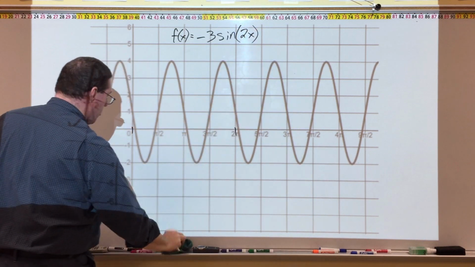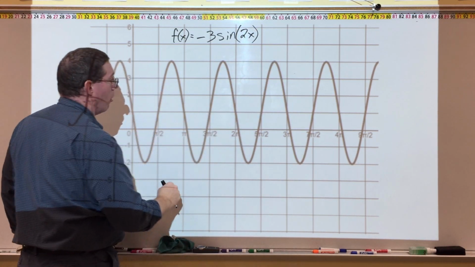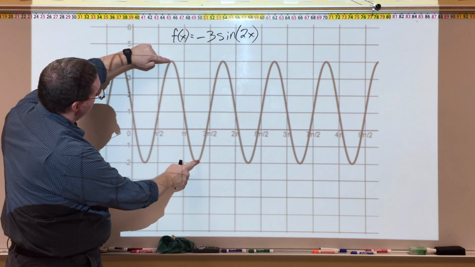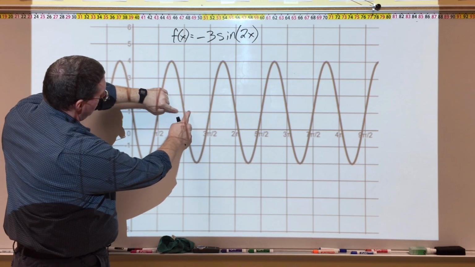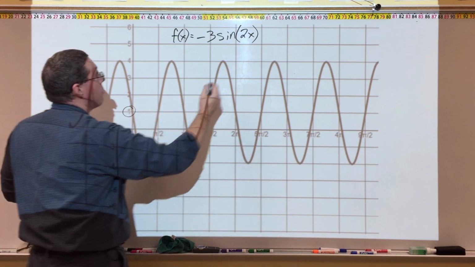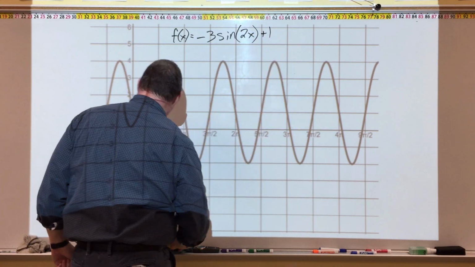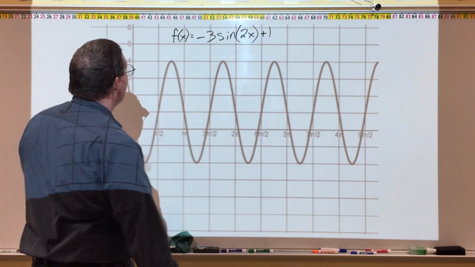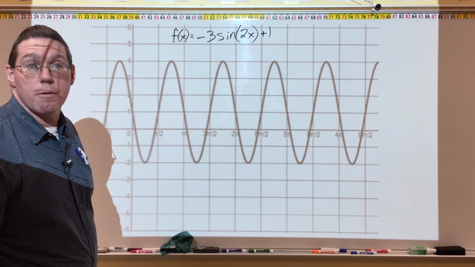So that's 2x. And then we need our vertical shift. Let's see, we go to the middle. Here's the middle right here, which is at positive 1. So that's a plus 1 vertical shift. And therefore, this is negative 3 sine of 2x plus 1.